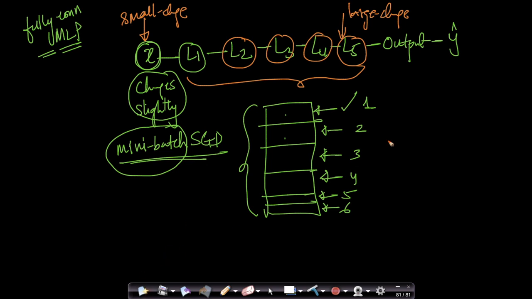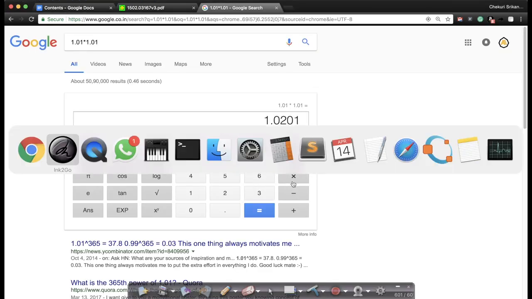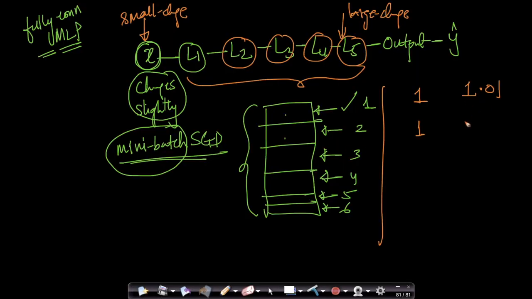Let me show you an example of how small changes in input can lead to large changes. Let's assume I have two variables, 1 and 1.01. In the next step, I multiply each with itself, so I get 1 and, for 1.01 squared, 1.01 times 1.01, which is 1.0201.